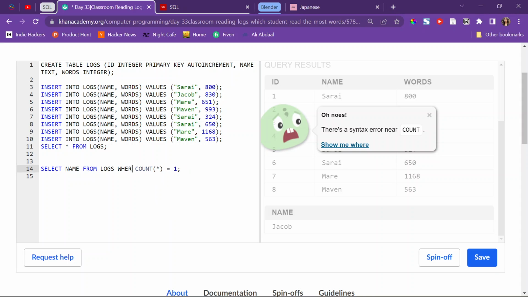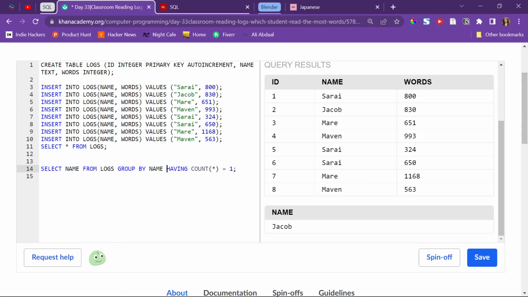Let's see. I would still have to do having, but then I would have to do group by. Okay, something new. So group by name. Interesting. So for me to use count, apparently I have to use having, and I can only use this if I use group by, which makes sense because I can't do having without group by, because group by is what leads to you having to use having, no pun intended.